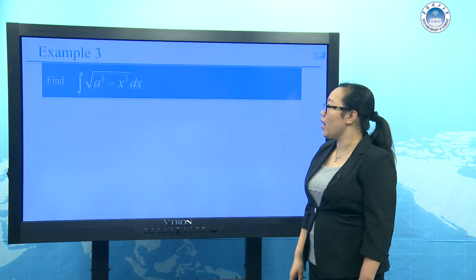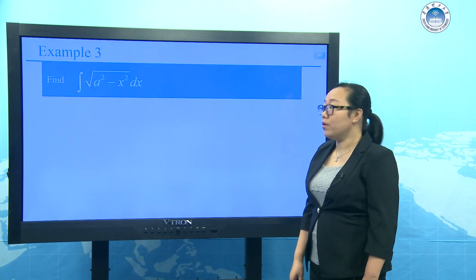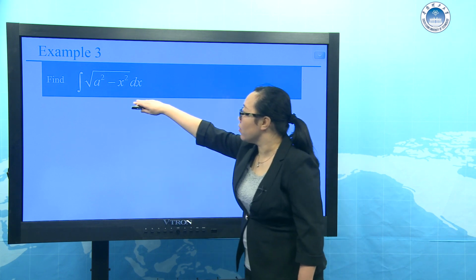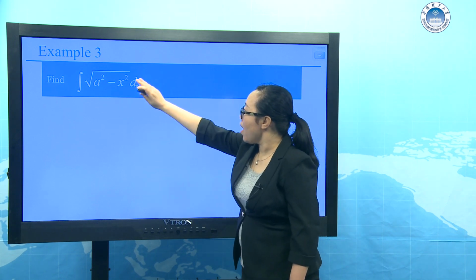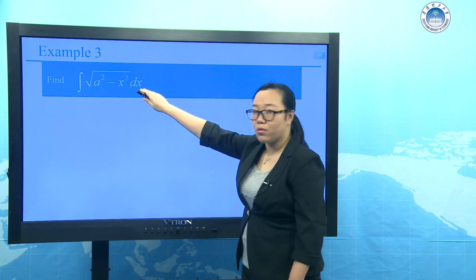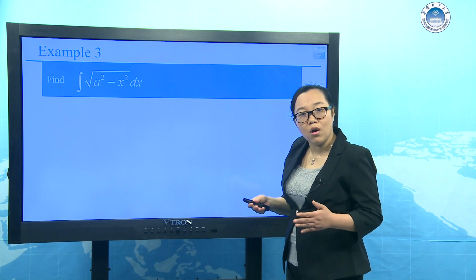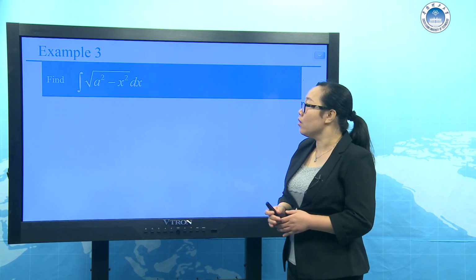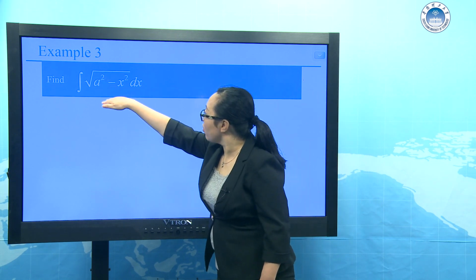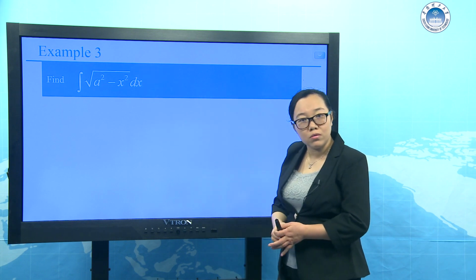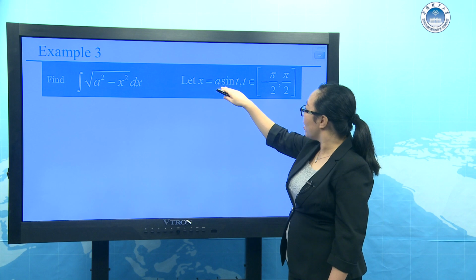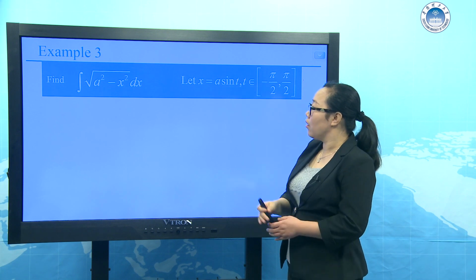Now we will look at example 3. Try to evaluate the indefinite integral of the square root of a squared minus x squared. It is different from example 1 and example 2. In order to delete the square root, how to do? Look at this. Let x equal a sine t.